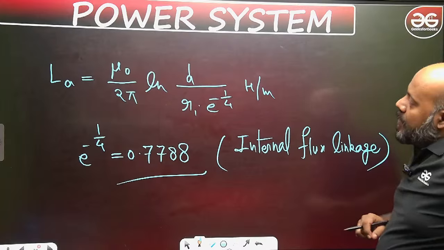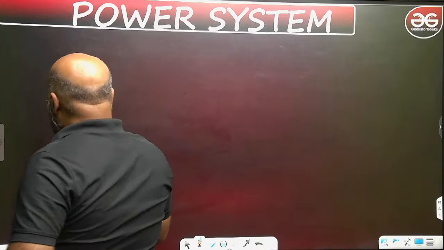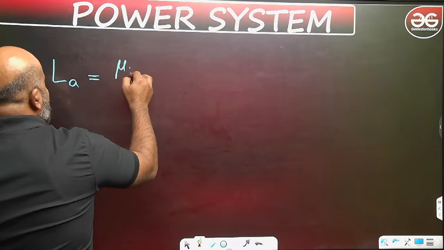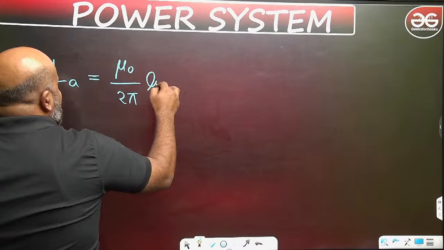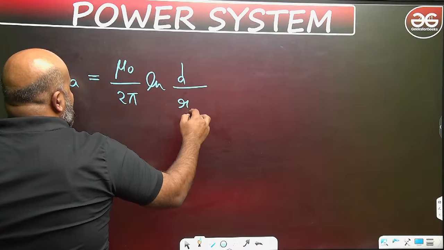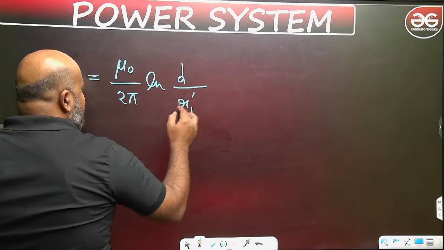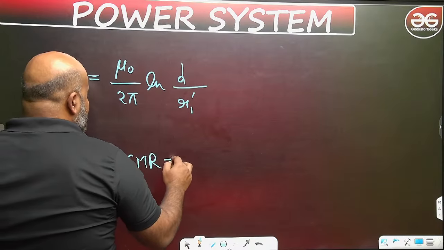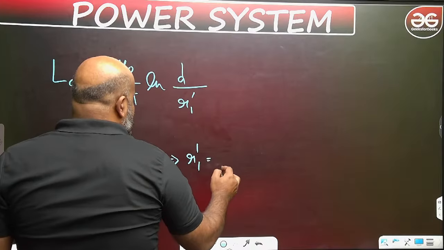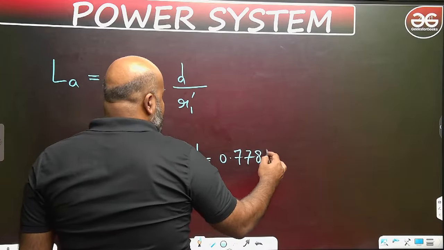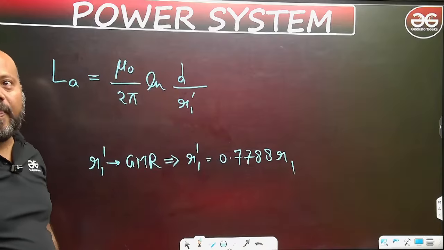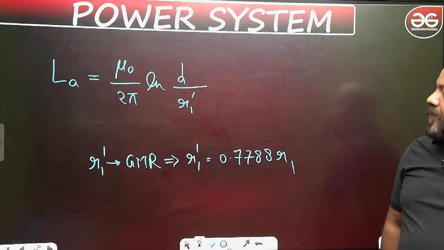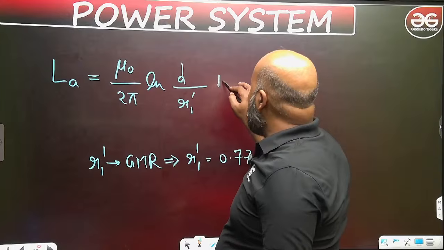This is the answer. So now you can write the inductance for A conductor as mu naught upon 2 pi ln d upon r1 dash. What is r1 dash? r1 dash is nothing but the effective radius or GMR, where r1 dash is 0.7788 into r1. Babu, are you getting this or not? And again, this is Henry per meter.